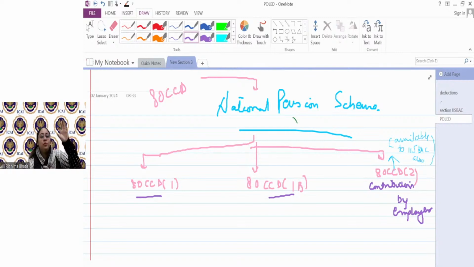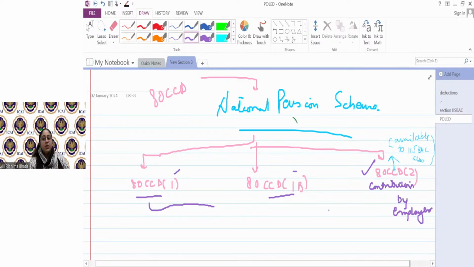When a contribution is made both by employer and employee, then the employer's contribution is eligible for deduction under section 80CCD subsection 2, and the employee's contribution is eligible for 1 and 1B. But if I'm making it as a self-employed person, then only 1 and 1B would apply. Okay, understood? Moving ahead. Now the question is, ma'am, how much deduction will we get?